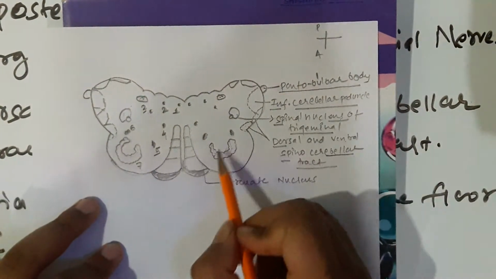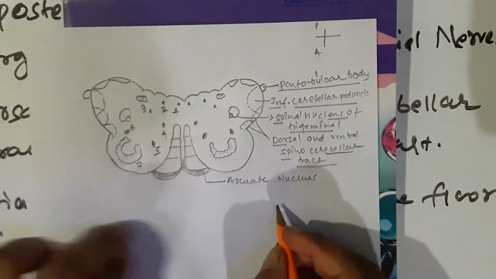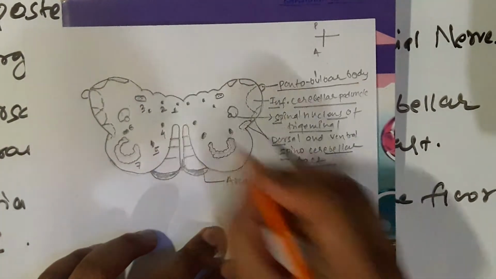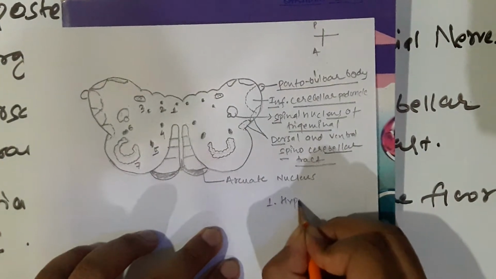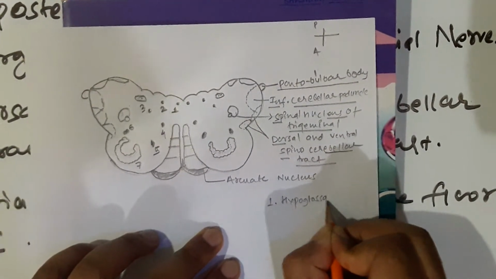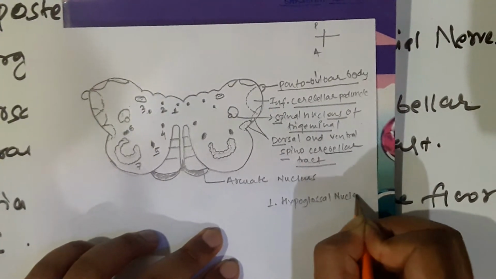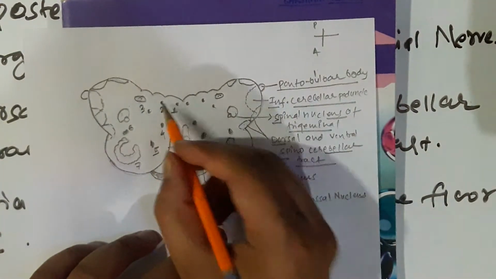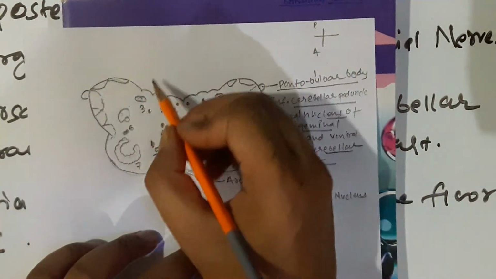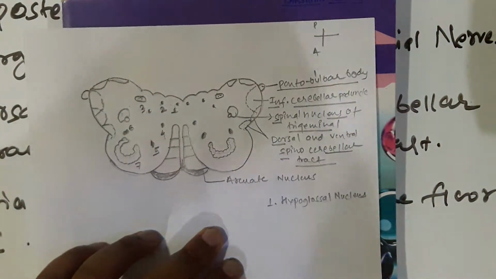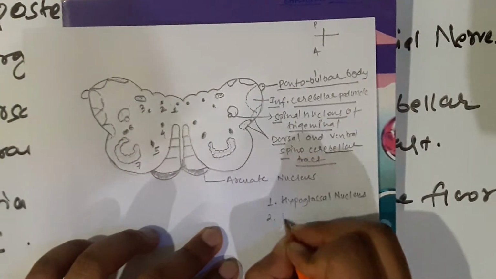Okay, we discussed all the parts over here. So now let's come to the nucleus. First one is the hypoglossal nucleus, paramedian in position. Then the second one, lateral to the hypoglossal nucleus, try to remember, was the dorsal nucleus of vagus. Yes or no?